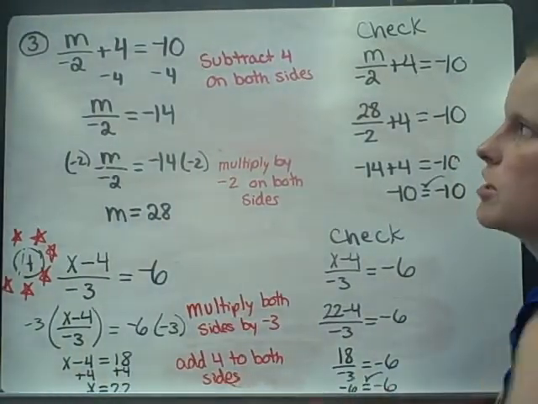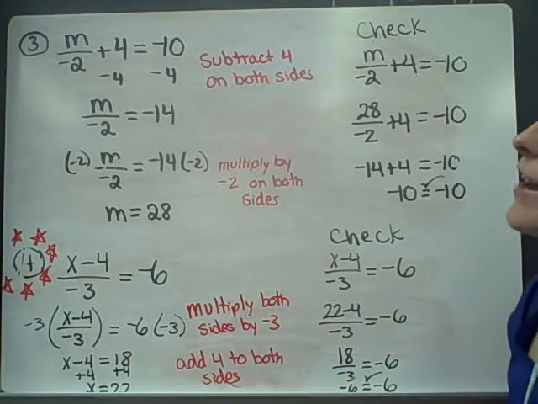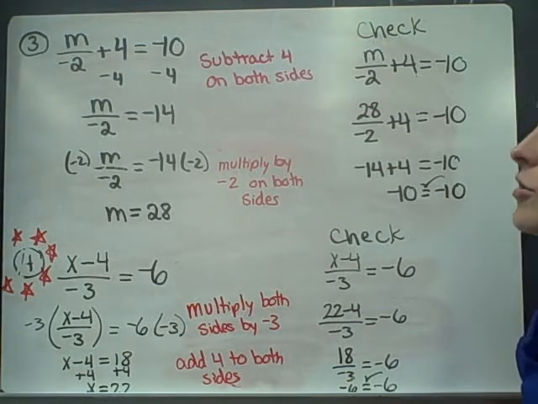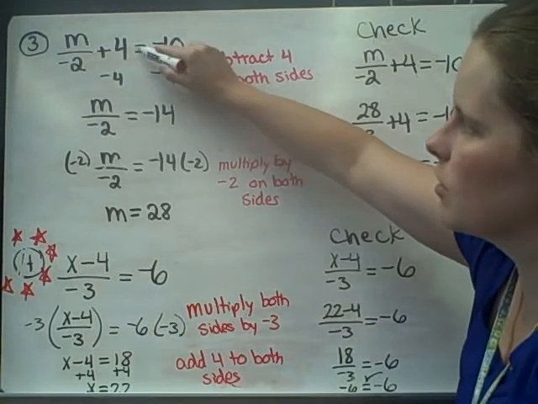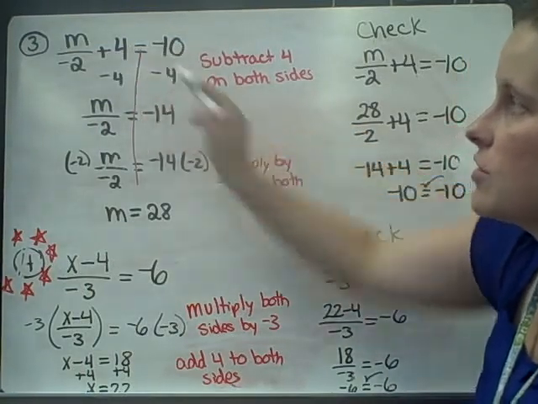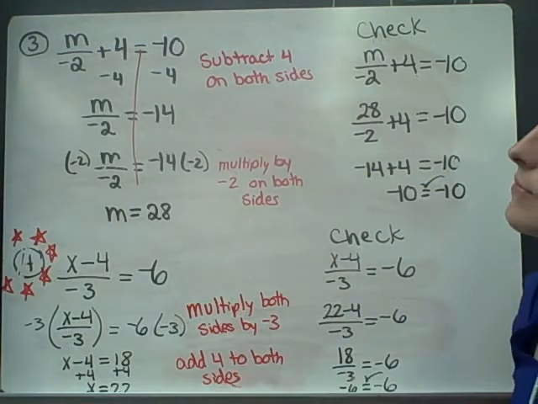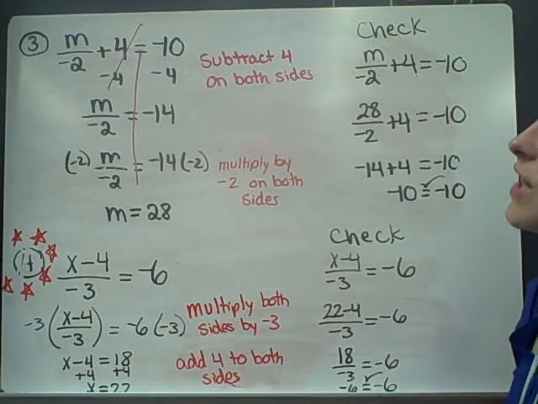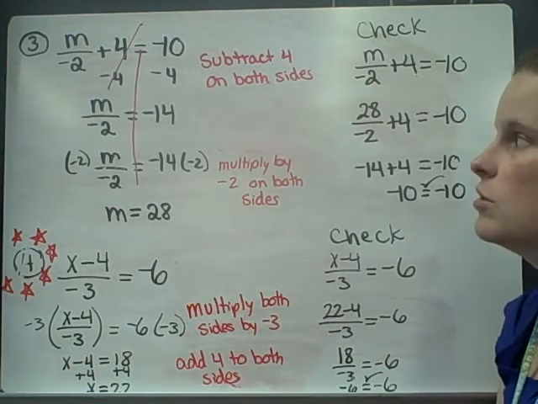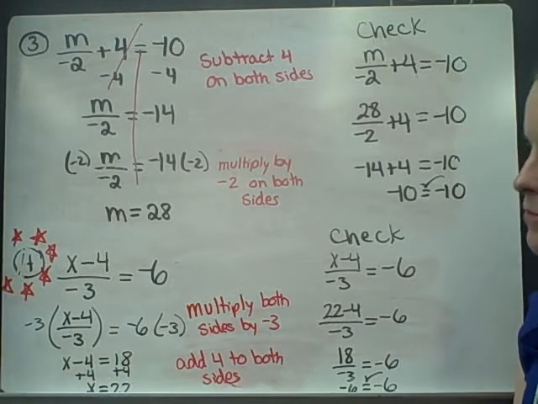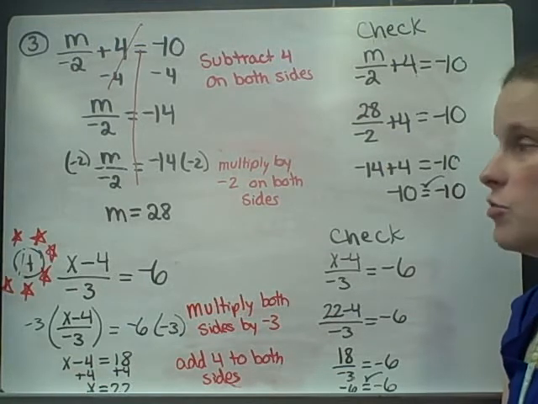Okay, number 3: m divided by 2 plus 4. Again, you're going to add or subtract first. In this particular case, we're going to get rid of that 4. This is addition, so I have to subtract 4 from both sides. These cancel out, which leaves us with m over negative 2 equaling a negative 14. M divided by 2, to undo division, you must do multiplication.